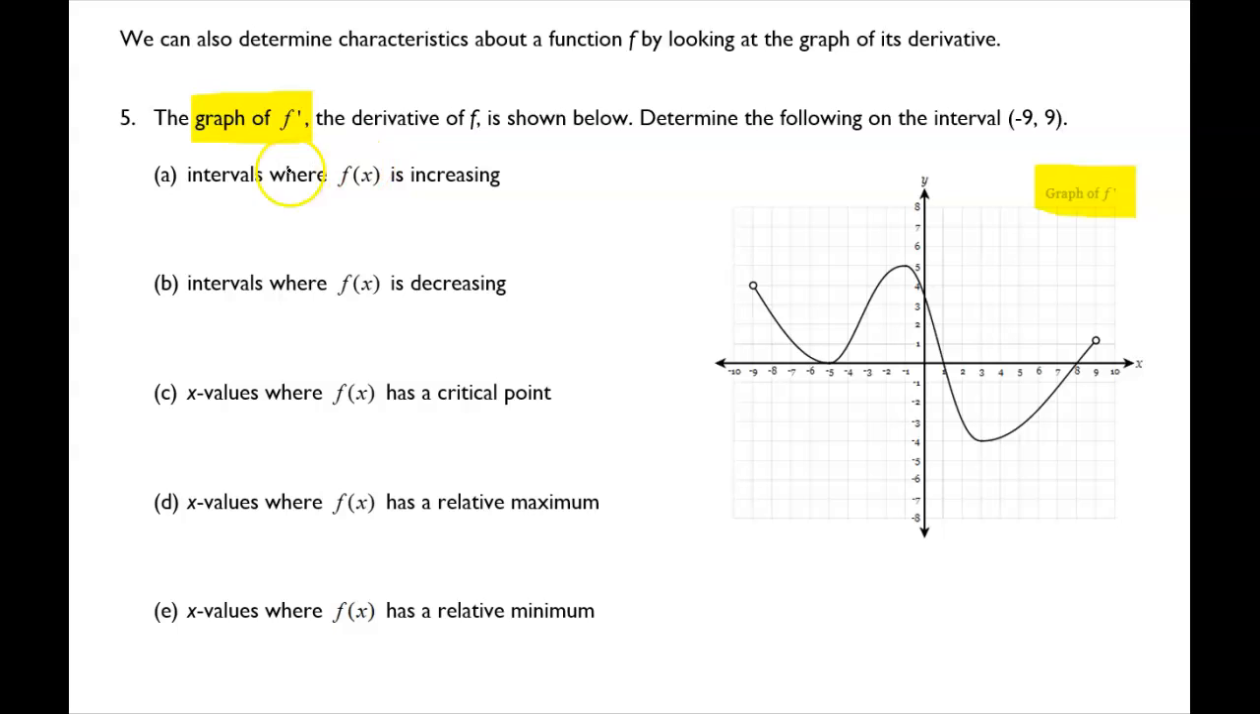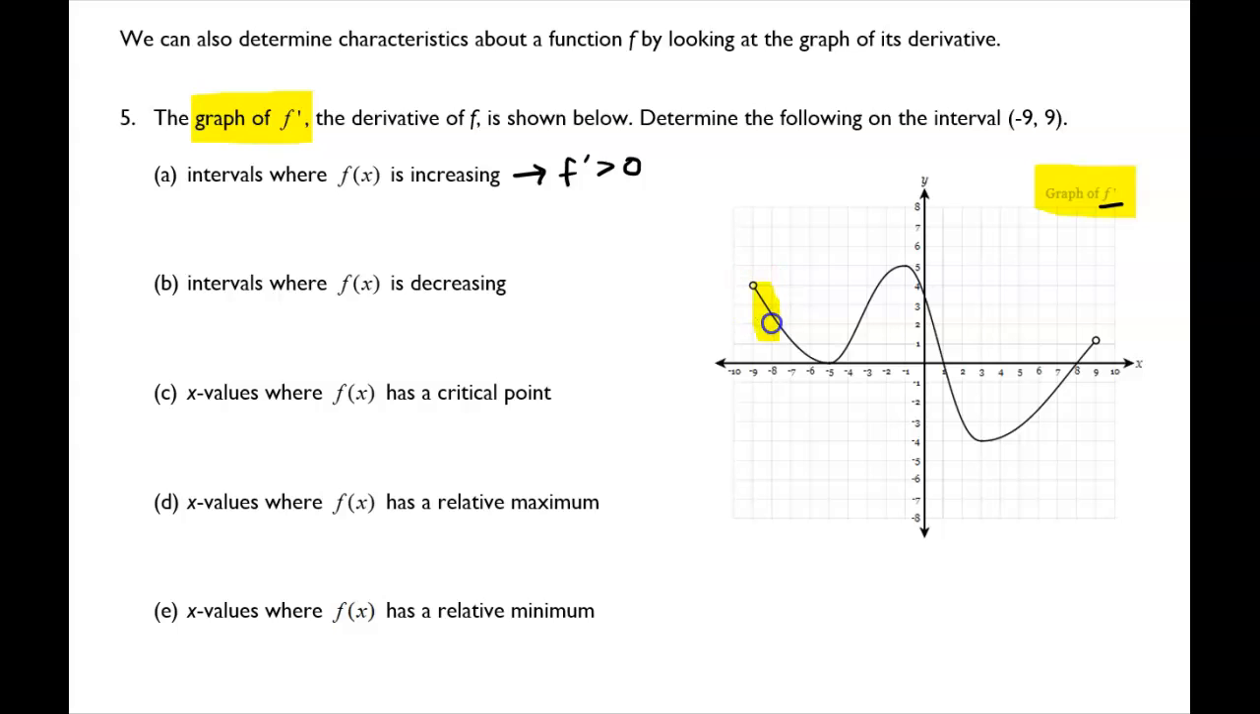And so when it asks us to determine where f is increasing, I'm not looking at this graph to see where f is increasing because this is the graph of f prime. I have to convert this statement into what the derivative means because this is the derivative. So if f is increasing, that means that f prime is greater than 0. So I'm going to look to see where this graph is greater than 0. So that means where is the graph above the x-axis.